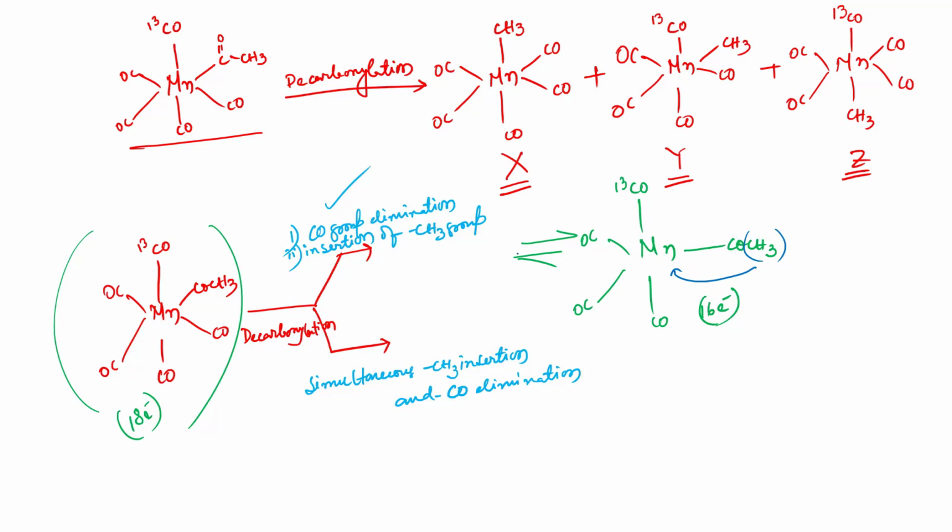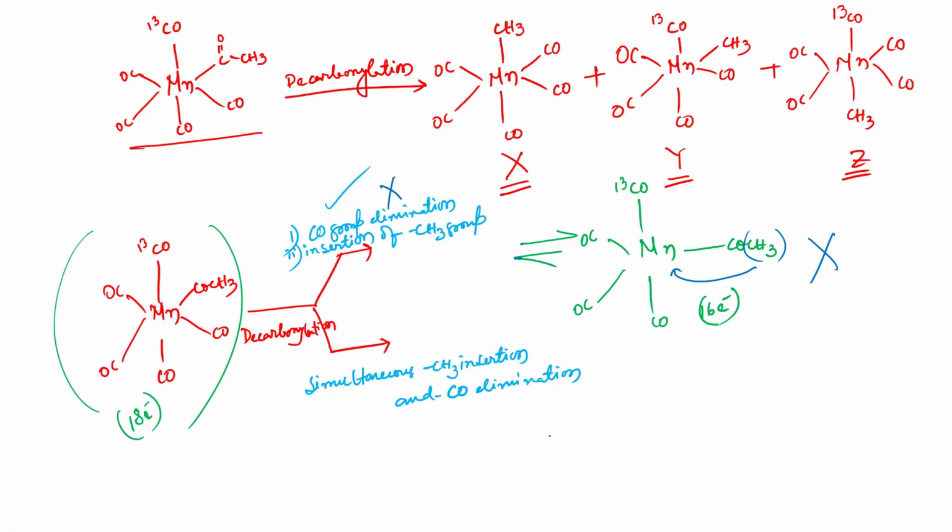But you can see in the first reaction, that is the CO elimination, this is a reversible step. First CO will eliminate and the TBP compound will form. But since this is reversible, there is a chance that the CO will again come back and attack this compound to form the starting material. That is the reverse reaction. Thus, this process will not give our required three products X, Y, and Z. So we will cancel out this first process, that is first CO elimination, then insertion of the CH3 group.